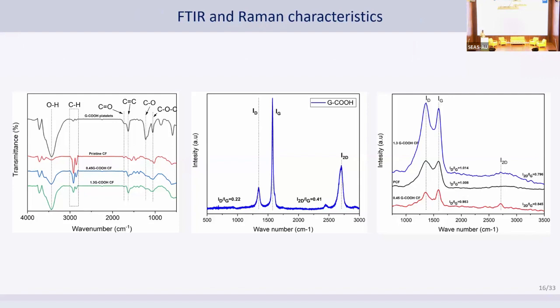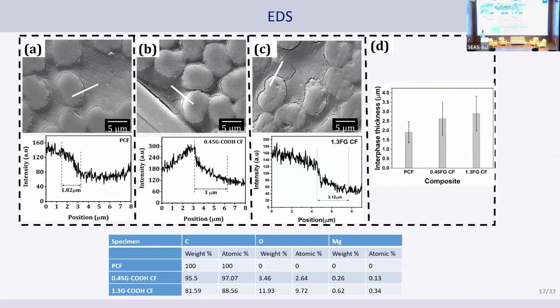After deposition, we could see an increase in functional groups such as hydroxyl and carboxyl groups. The Raman test shows an increase in disorder. That may be because the sp2 hybridization of graphene converted into sp3 hybridization, due to the formation of epoxide and hydroxyl groups on the graphene. EDS analysis shows that there is an increase in the interfacial thickness.